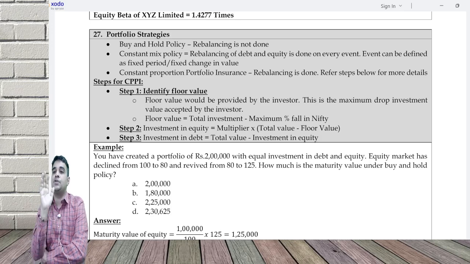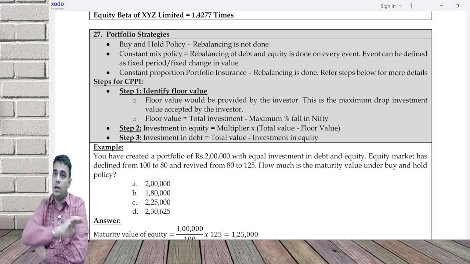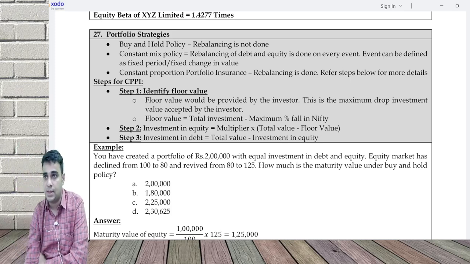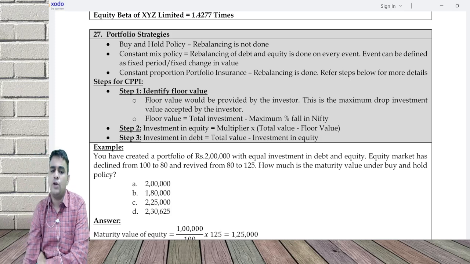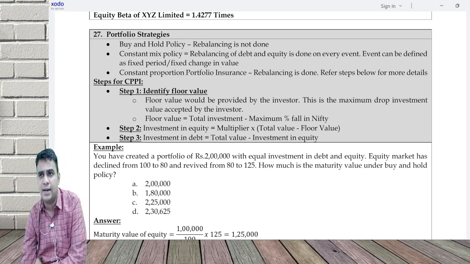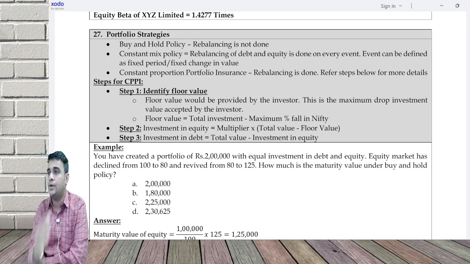It is a strategy which will do really well if the market goes up, comes down, goes up, comes down, goes up. If it is continuously going up or continuously going down, the strategy will fail. I feel constant mix is a very good strategy because the market will never continuously go up or continuously go down. You will keep having these changes, up and down will keep happening. So when it is going up, you will sell it. When it is going down, you will buy it, which is a good strategy.